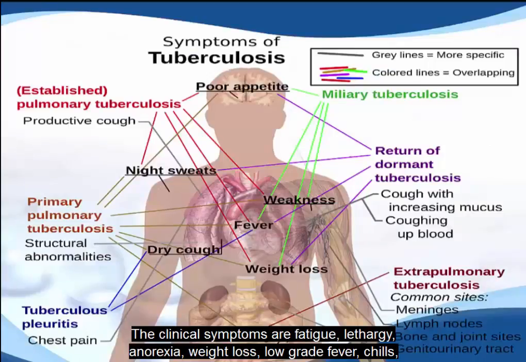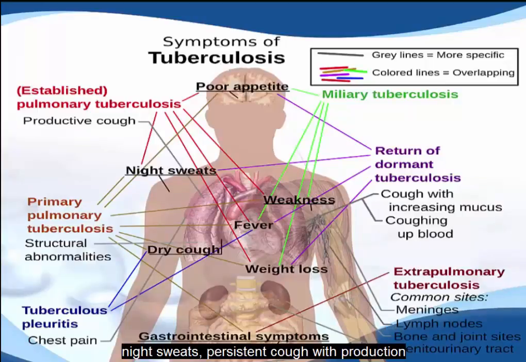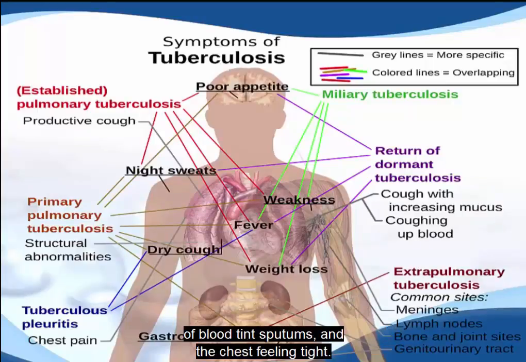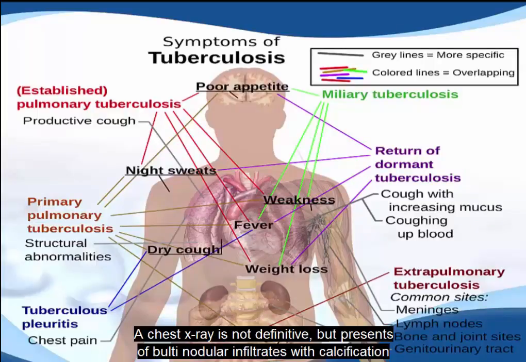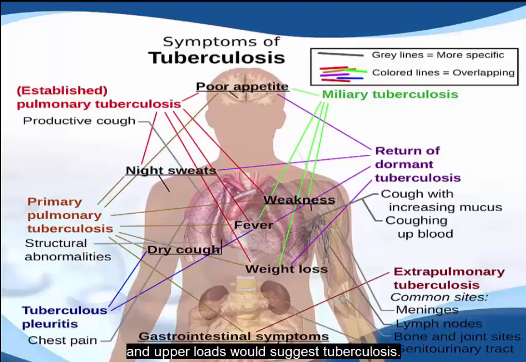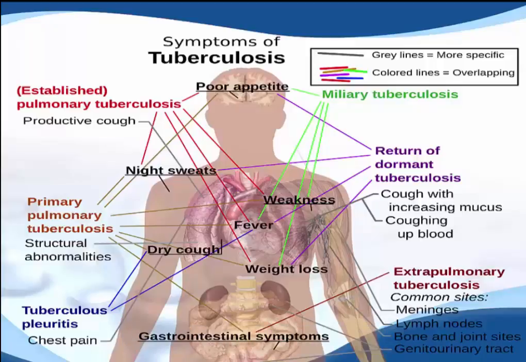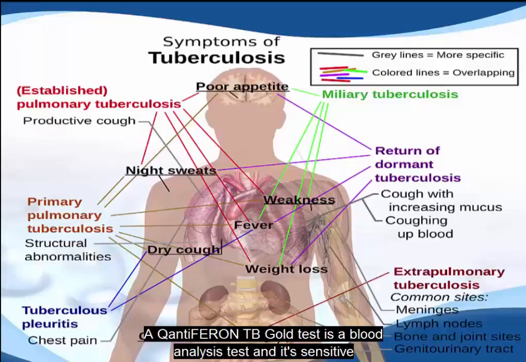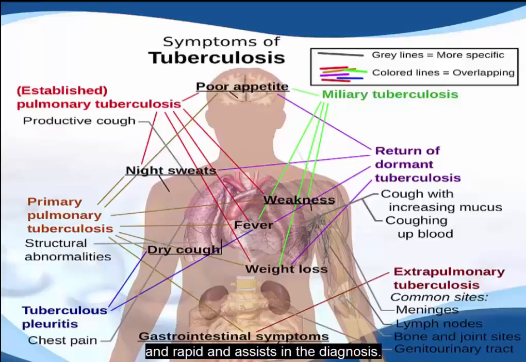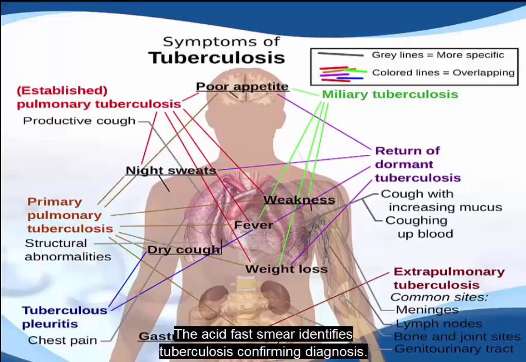The clinical symptoms are fatigue, lethargy, anorexia, weight loss, low-grade fever, chills, night sweats, persistent cough with production of blood-tinted sputum, and the chest feeling tight. A chest X-ray is not definitive, but presence of multinodular infiltrates with calcification in upper lobes would suggest tuberculosis. A QuantiFERON TB Gold test is a blood analysis test and is sensitive and rapid and assists in the diagnosis. The acid-fast smear identifies tuberculosis, confirming diagnosis.